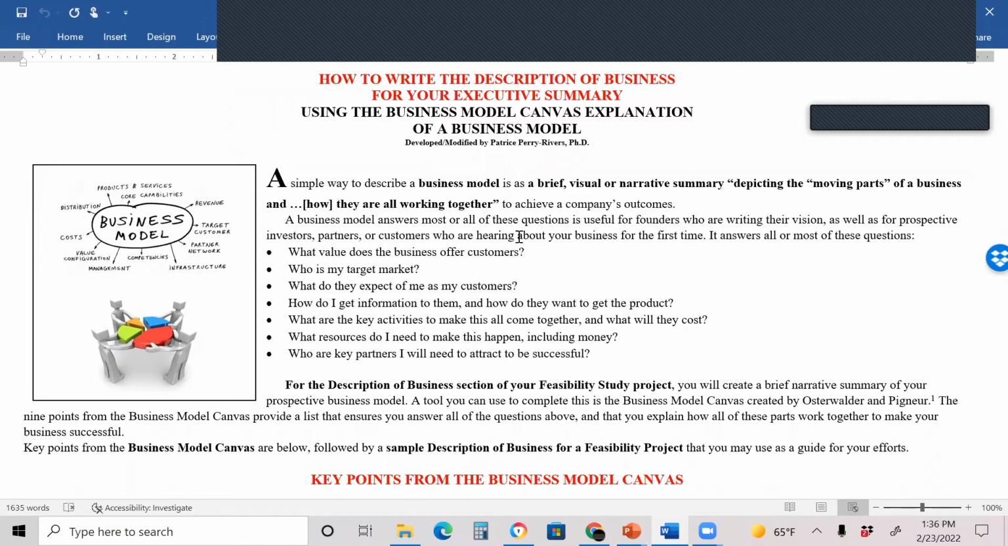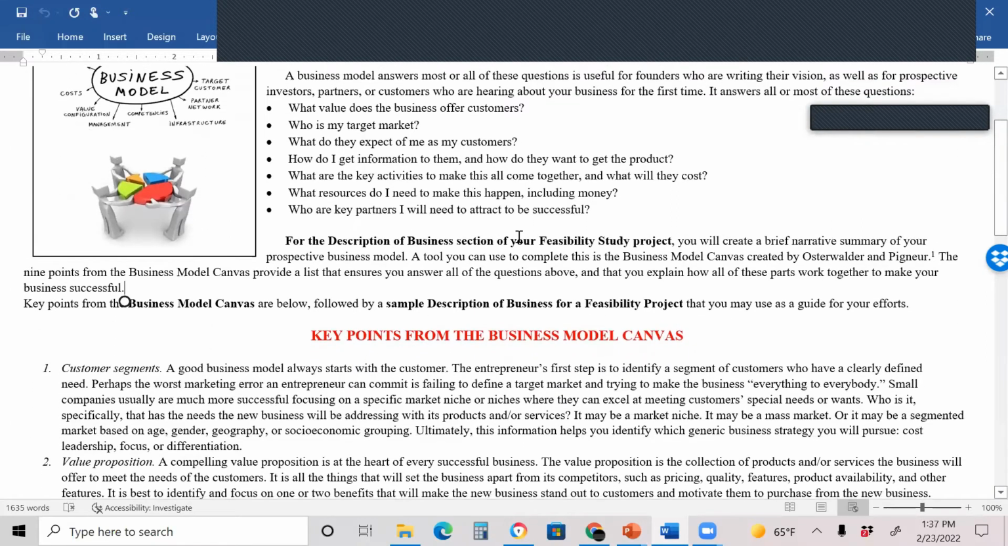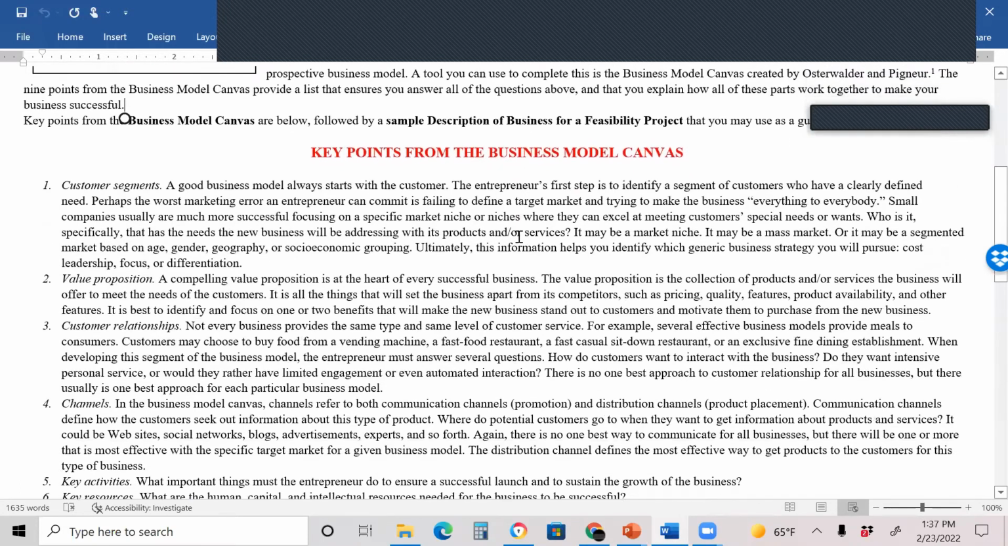And so it's really important for you to think about these key elements: the value that you offer your customers, who your target market is, what they expect of you, how you're going to market to them, and then how you're going to distribute your product to them. These are key factors for you to consider when you are writing your business model.